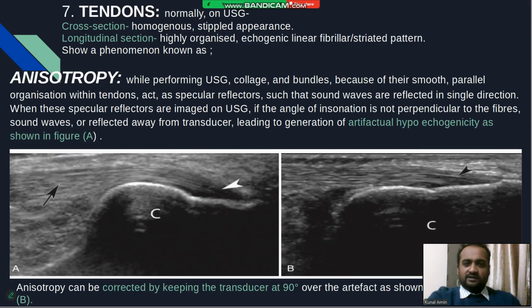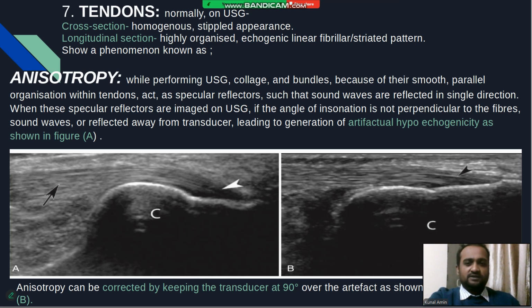Then we move on to tendons, in which in normal ultrasound, in cross section we see homogeneous stippled appearance, and in longitudinal section we see a highly organized echogenic linear fibrillar or striated pattern. Now we will talk about a phenomenon known as anisotropy. In this, while performing ultrasound, collagen bundles, because of their smooth parallel organization within tendons, act as specular reflectors such that sound waves are reflected in single direction.